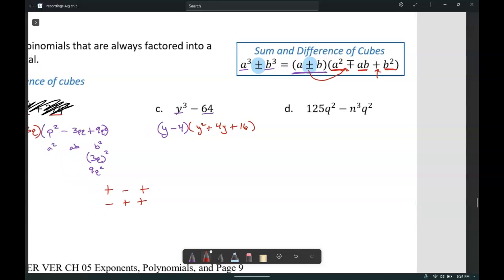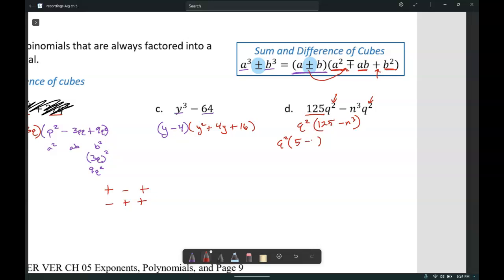When we look at D, 125 is a quantity cubed, but q squared isn't. But we do have a GCF of q squared, so we can resolve that issue pretty quickly. 125 minus n cubed, and then we have a difference of cubes. So we have our GCF going along for the ride.